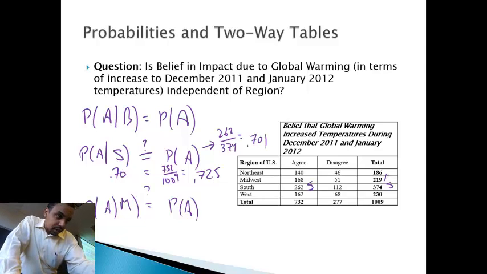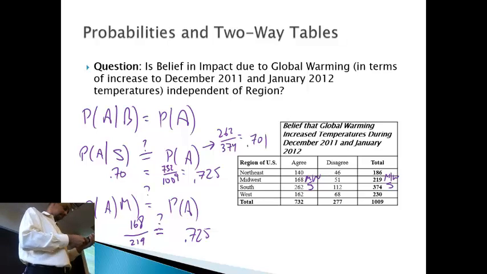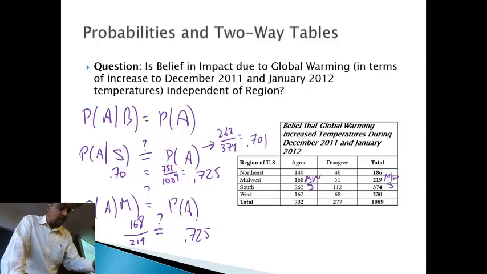Midwest, put a MW. The Midwesterners is 219 out of 168, and then does that equal to 0.725? Let's see. Oh, we just did this, didn't we? 0.767.